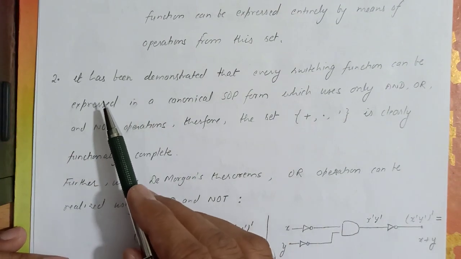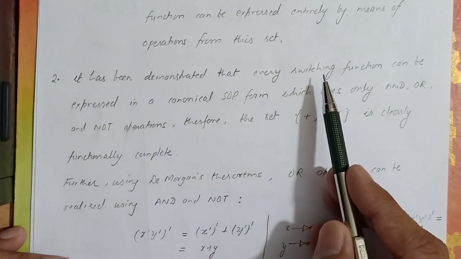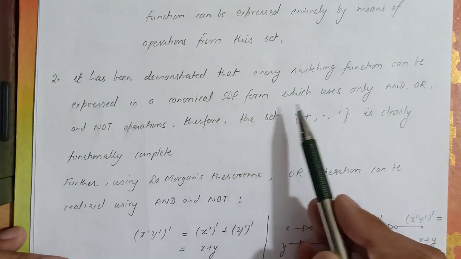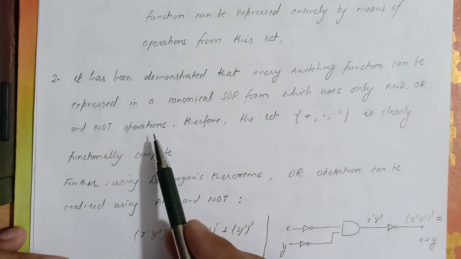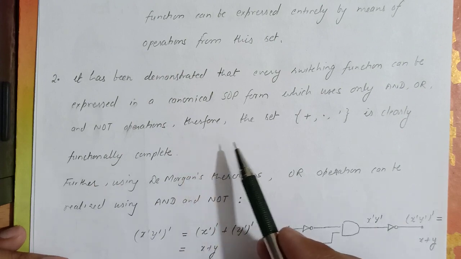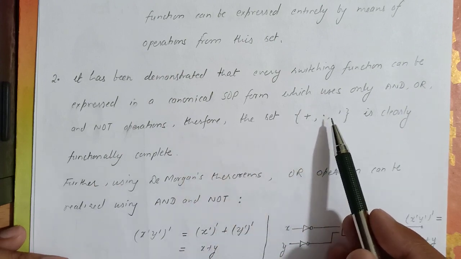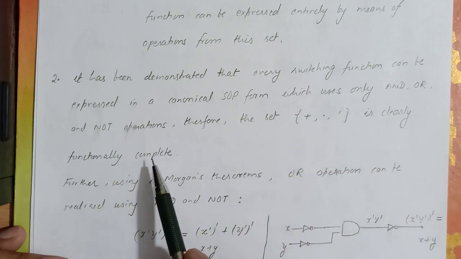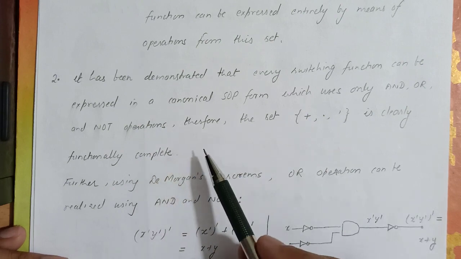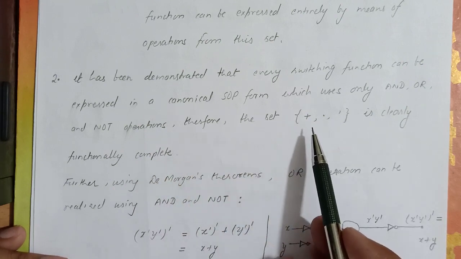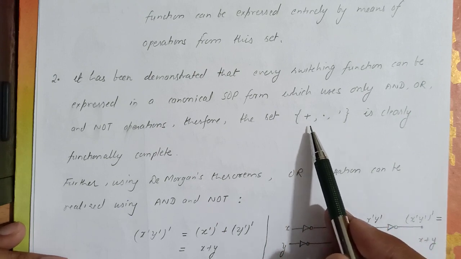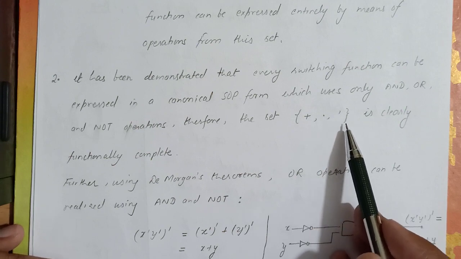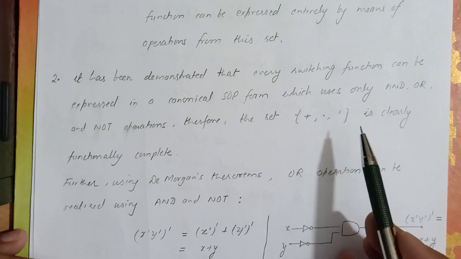Also, we know that every switching function can be expressed in canonical SOP form with the help of AND, OR, and NOT operations. So we can say that plus, dot, and negation, these three operations are clearly functionally complete because every Boolean function can be realized using these three operations. So clearly this set is an example of a functionally complete set.